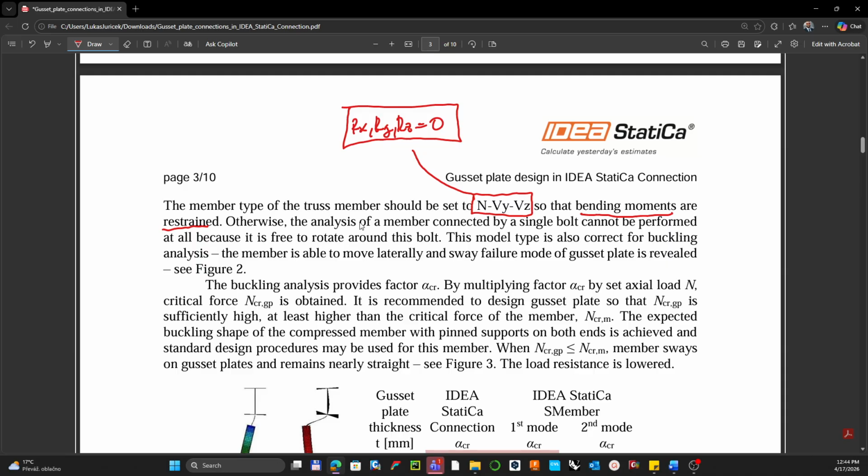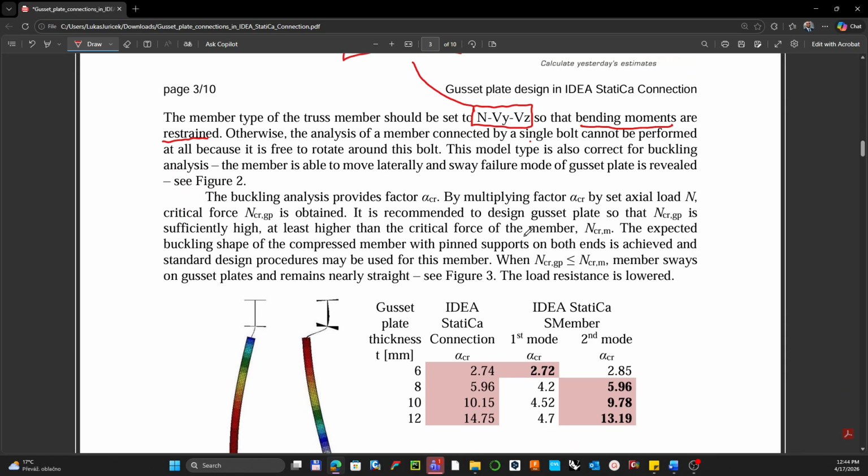So as we can see, if you have just a single bolt, those constraints are necessary. Otherwise, the calculation will diverge. This is just the phenomenon of the one bolt, but actually in this example or verification, there are more bolts connected together. And also the constraints NVY have to be applied for the correct buckling shape.